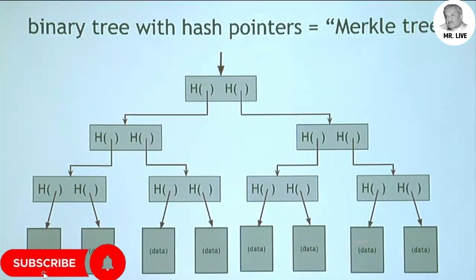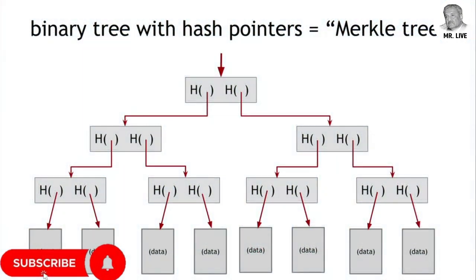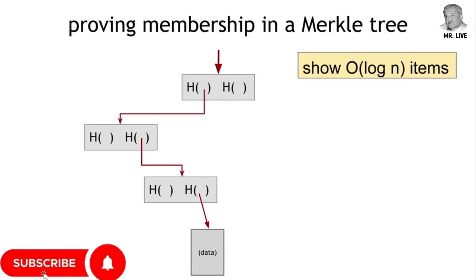So again, any attempt to tamper with any piece of data across the bottom will be insured against by just remembering the hash pointer at the top. Now another nice feature about Merkle trees is that, unlike the blockchain that we built before, if someone wants to prove to us that a particular data block is a member of this Merkle tree, all they need to show us is this amount of data.